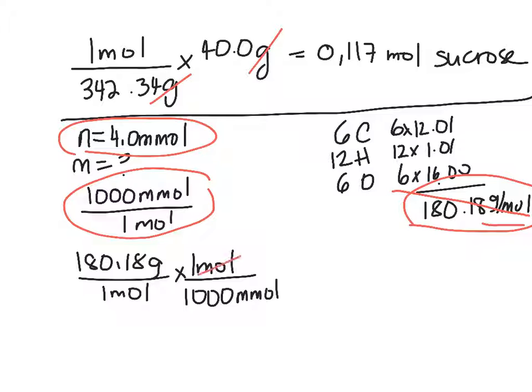So now moles are gone, but I'm left with millimoles. I want to get rid of that. So I use my last value. Put it on top so it cancels. So in my calculator, I would have 180.18 times 4 divided by 1,000.